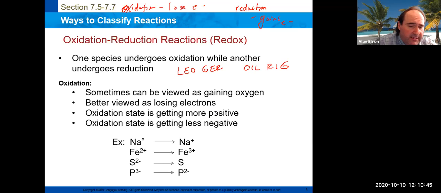Oxidizing is losing. Reducing is gaining. You can put them both together and put Leo the lion on the oil rig, and then you don't have to choose, and you have them both there together.